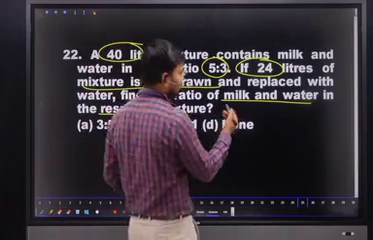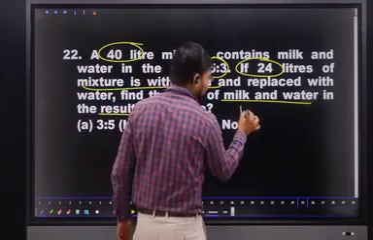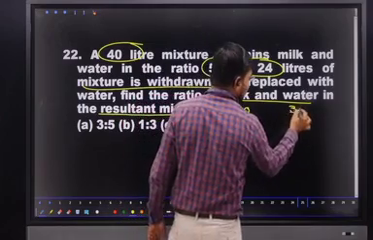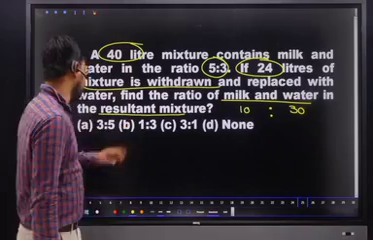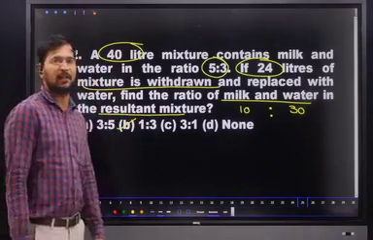Milk is how many liters, Amma? 10 liters. Water is how many liters? 30 liters. Therefore, the ratio is 1:3. Your answer is what? Option B. Option B is the right answer.